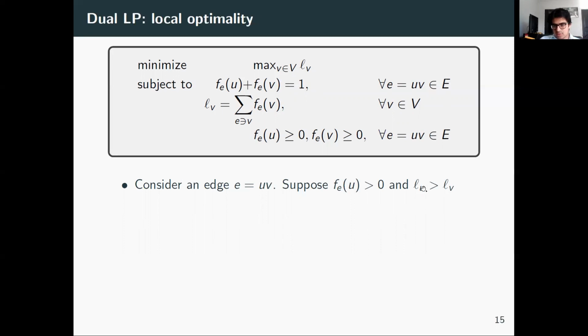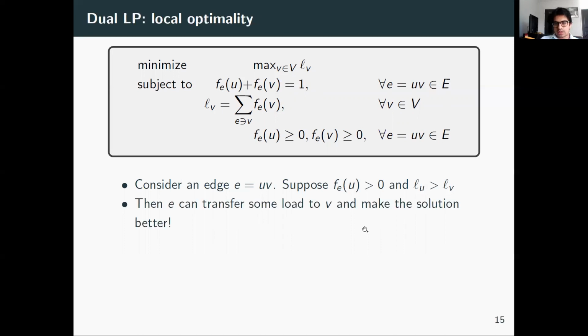Because LU is definitely greater than LV, what we can do is just transfer some of E's load to V, from U to V, and we're only going to decrease our objective, and so we'll only do better. All right, so anytime this condition happens where FEU is greater than 0 and LU is greater than LV, there is an easy way to transfer some load and make the solution better.